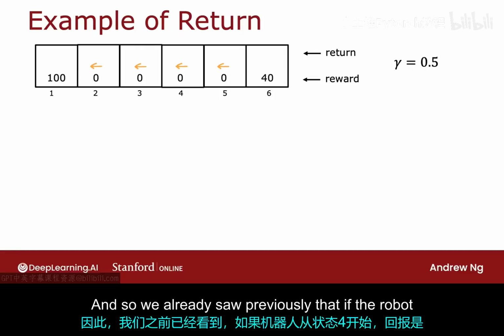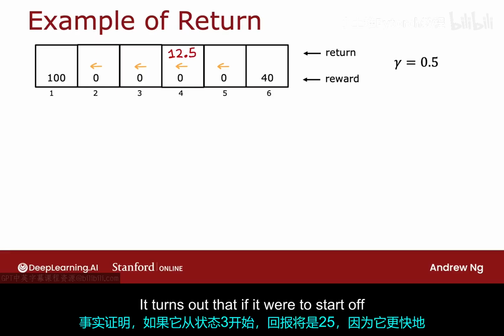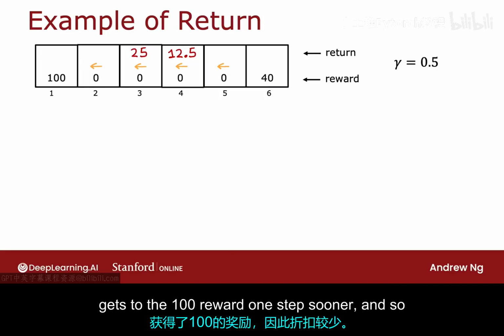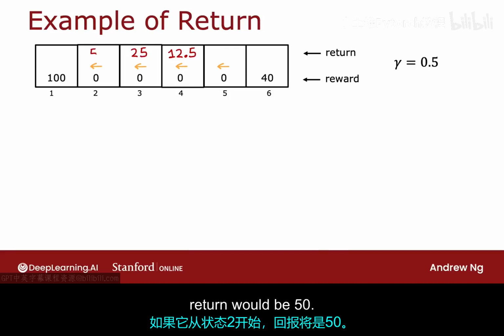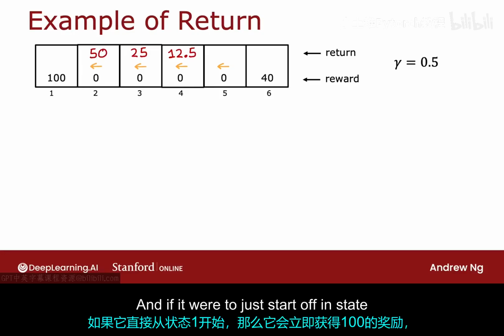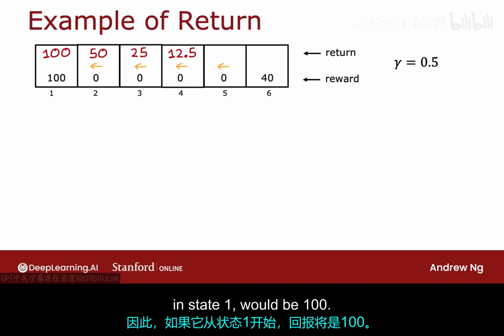And so we already saw previously that if the robot were to start off in state 4, the return is 12.5. That's what we worked out on the previous slide. It turns out that if it were to start off in state 3, the return would be 25 because it gets to the 100 reward one step sooner, and so it's discounted less. If it were to start off in state 2, the return would be 50. And if it were to just start off in state 1, well, it gets the reward of 100 right away. So it's not discounted at all. And so the return, if it were to start off in state 1, would be 100.